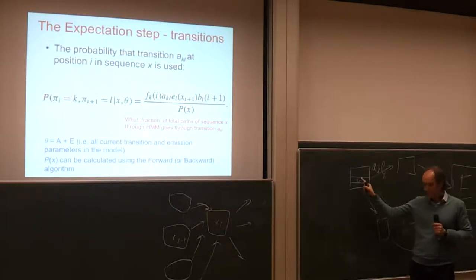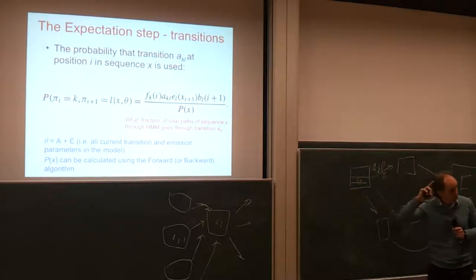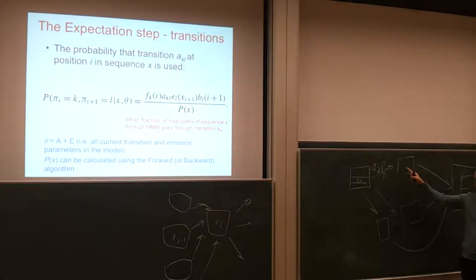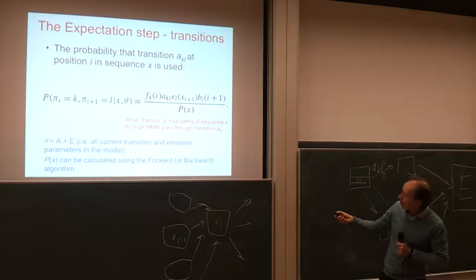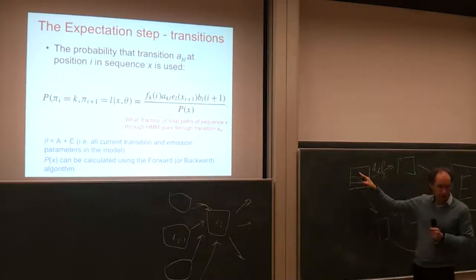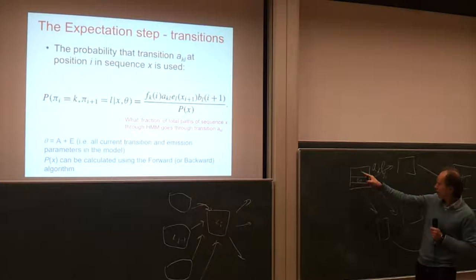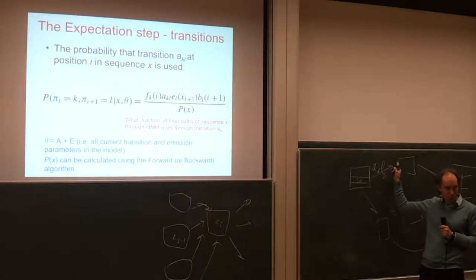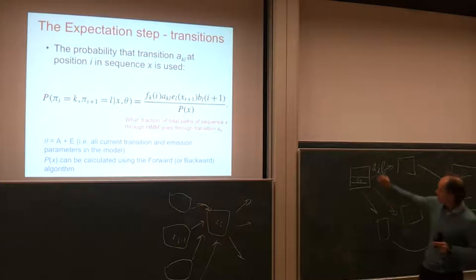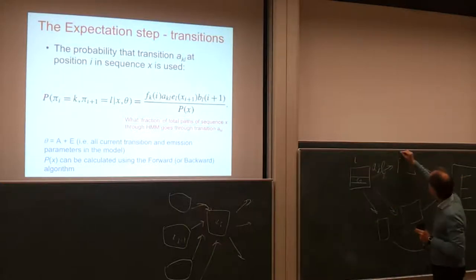Well, this is the preceding state. I need to know the total probability of getting into that state from the beginning over all possible pathways, the forward algorithm. And I need to know from the end how I can get into this state. That's what you see here. Look, what letter was here? I in the sequence. What letter is then here? Here is the letter I plus 1 in the sequence. So here we have I, according to this formula. Here then we have I plus 1, okay?